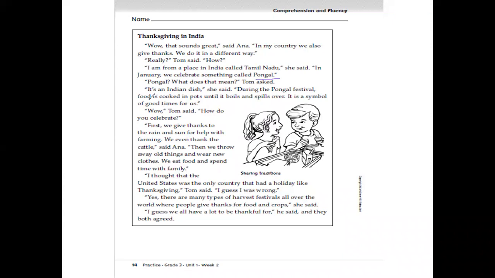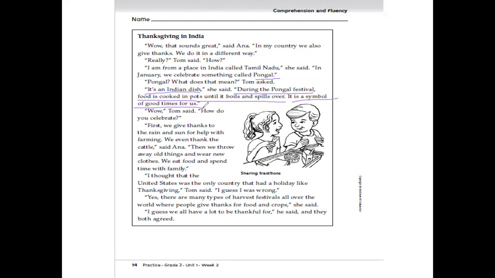Okay, Pongal? What does that mean? Tom asked. It's an Indian dish. So what is Pongal? It's an Indian dish, she said. During the Pongal festival, food is cooked in pots until it boils and spills over. It's a symbol of good times for us. Wow, Tom said. How do you celebrate?